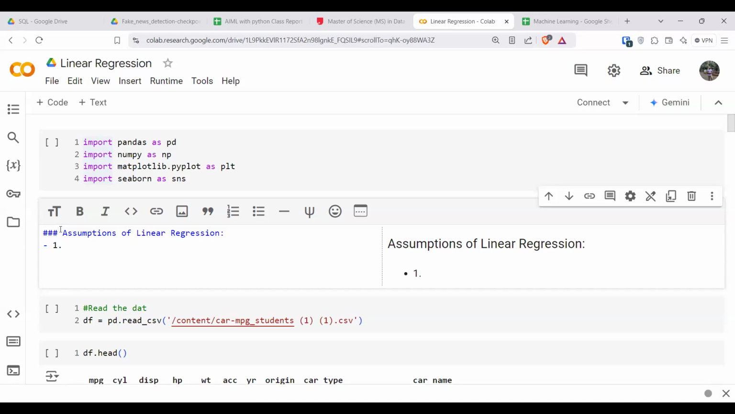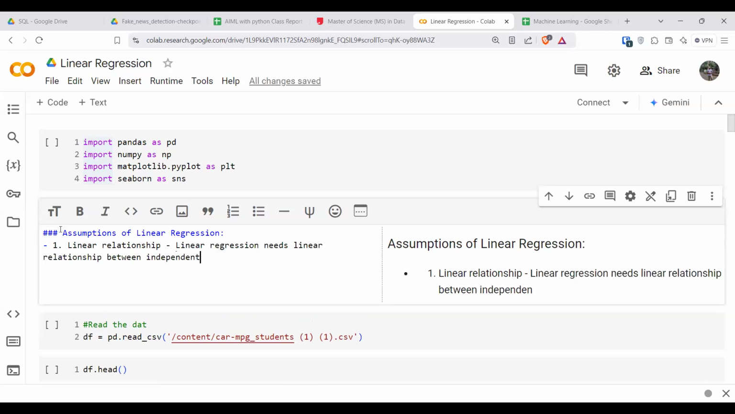While explaining this, you also need to explain these assumptions, which we are going to study in a graphical manner, not only theoretical. You should have an understanding of its significance, like what happens if the assumptions are not followed, right? So the first point is linear relationship. What do you mean by linear relationship? Linear regression needs a linear relationship between the independent variable, that is your x, and the dependent variable.